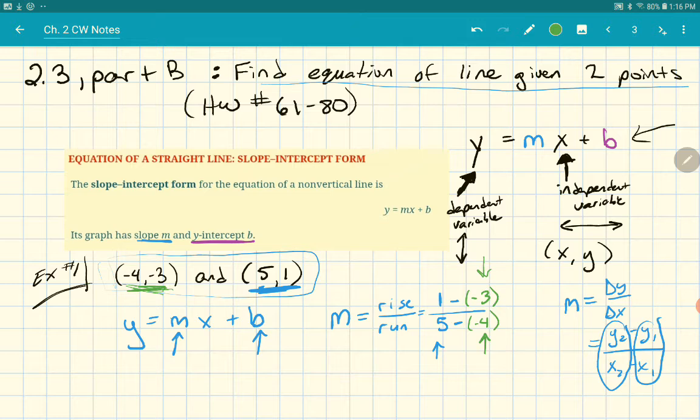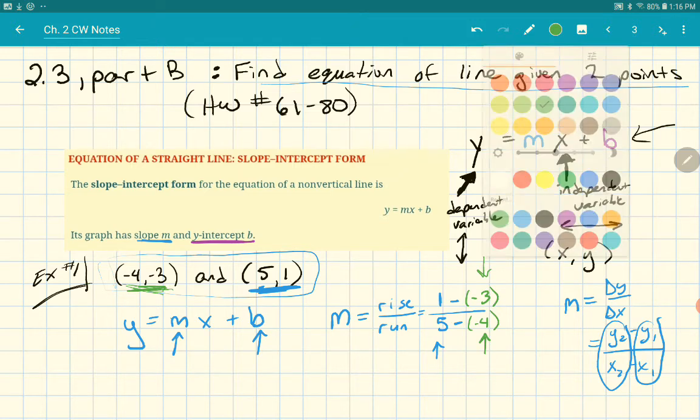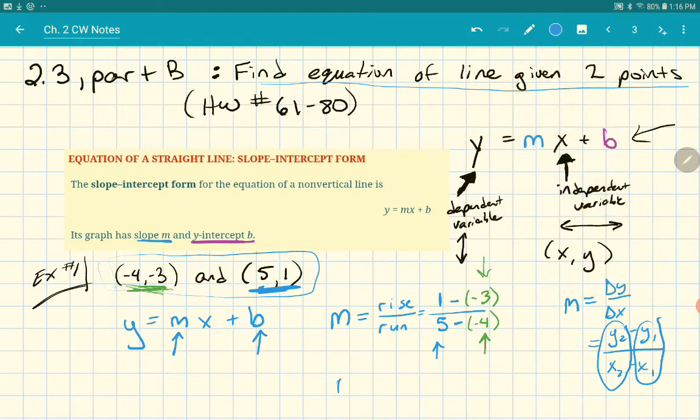Your y's are in the numerator, and your x's are in the denominator. Okay, now back to solving. So m equals 1 minus a -3, which is 1 plus 3, so that's 4. Actually, I'll go ahead and write that step. And 5 minus a -4 is 5 plus 4, which gives me 4 over 9. So this is my slope.